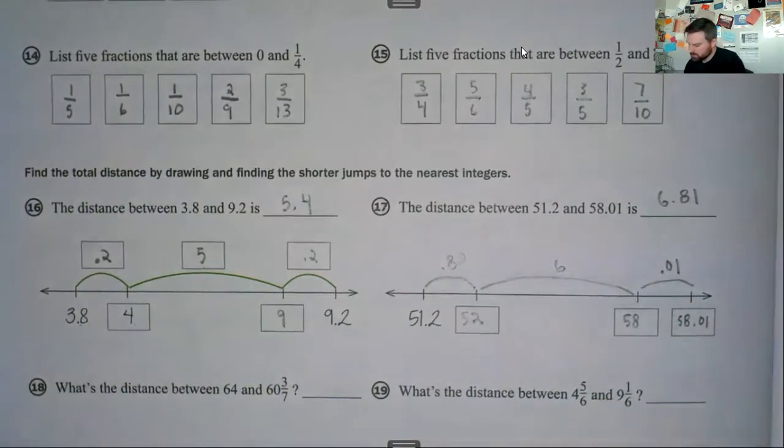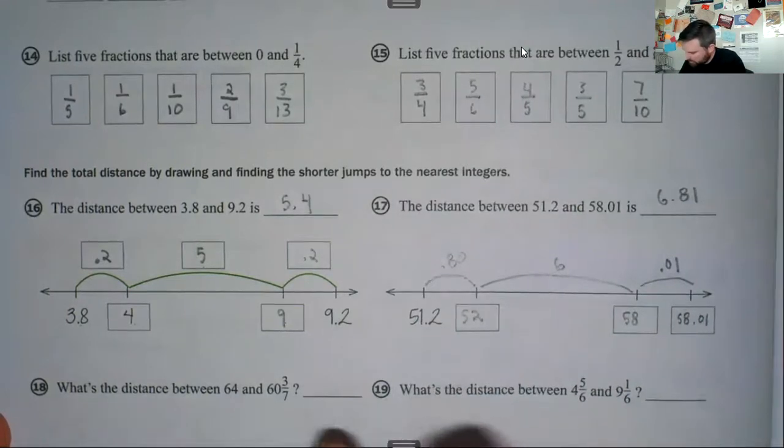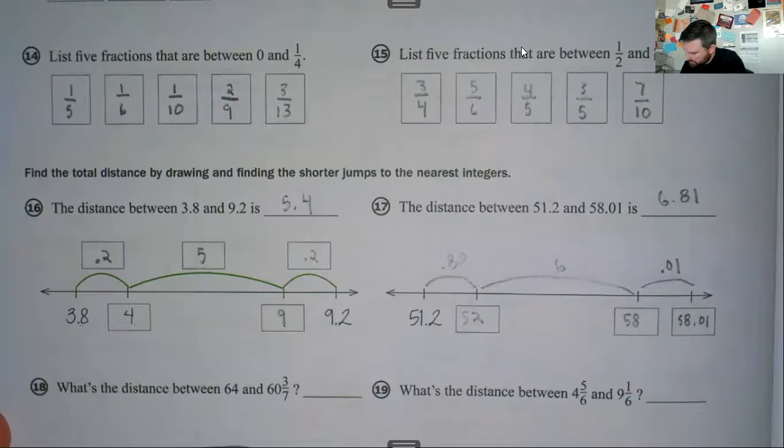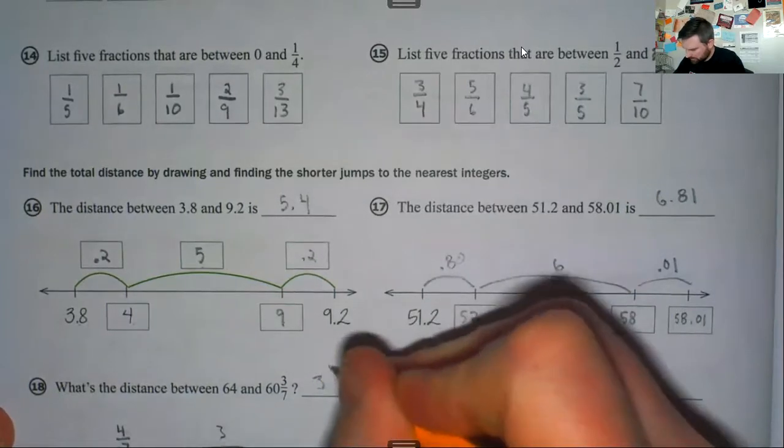What's the distance between 64 and 60 and 3/7? So we'll go 61 here and 64 there. So 61 to 64 is 3. Between here and here would be 4/7, because you get 3/7 and 4/7 makes 1. So you get 3 and 4/7.